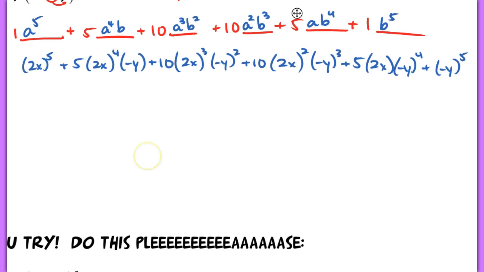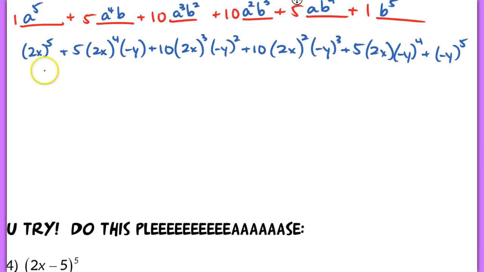Simplify. So I've got 2x to the fifth power, which is going to give me 32x to the fifth, plus 5 times 2 to the fourth is 16 times x to the fourth times a negative y. So that negative y, I'm just going to attach the y here. I'm going to make that become a negative out in front. So that's very important here because it affects the overall term. So 5 times 16 here simplifies to 80. So we have 80x to the fourth y. Let's just clean that up a little bit. So 80x to the fourth y.